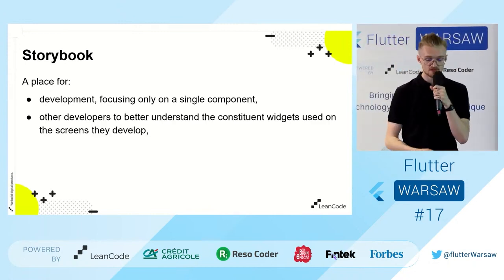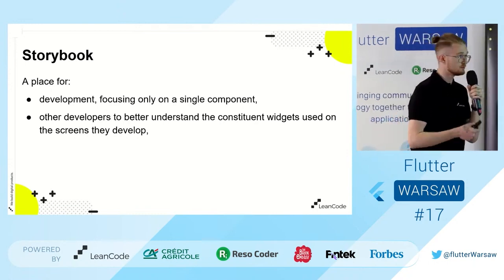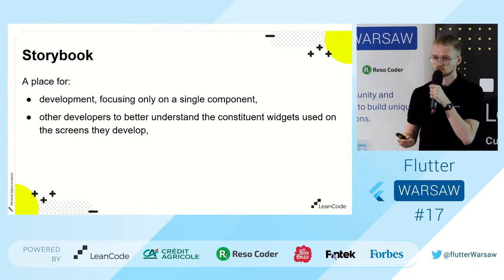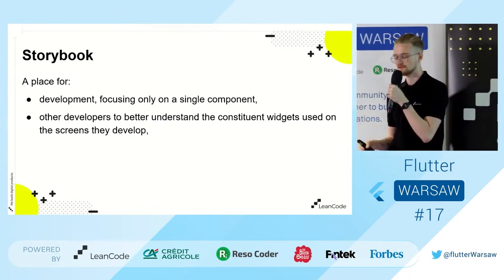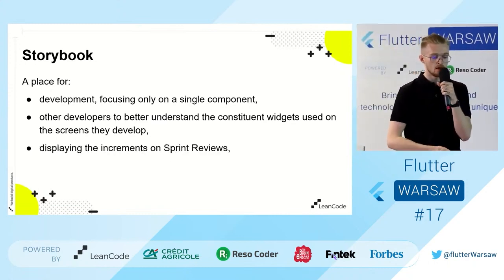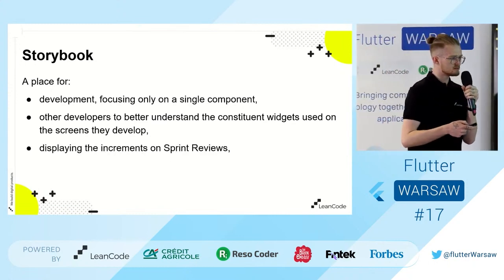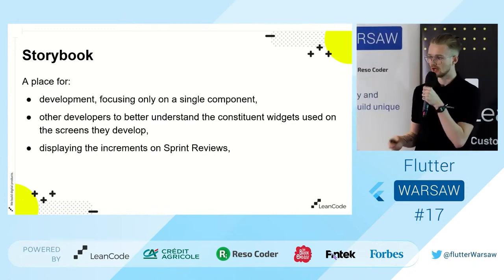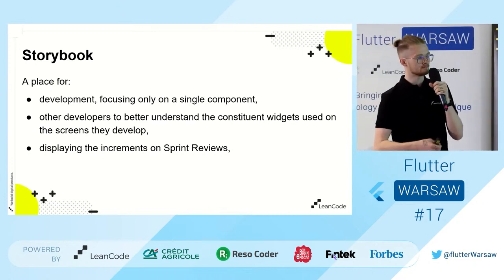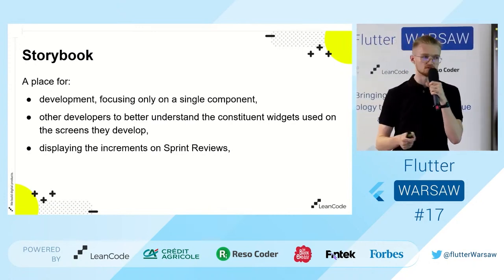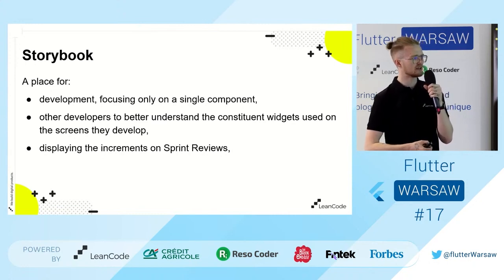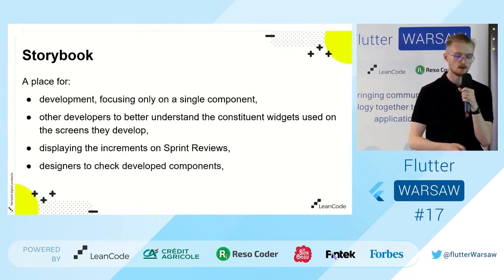for other developers to play with those components, to better understand them, so that other developers could see the widget they're about to use without even writing a line of code and doing the hot reload. Also, as our storybook was hosted on the web, on the bank's intranet, it was possible to open different components in different Chrome tabs, so I could easily switch between those when I was showing my increments on sprint reviews.